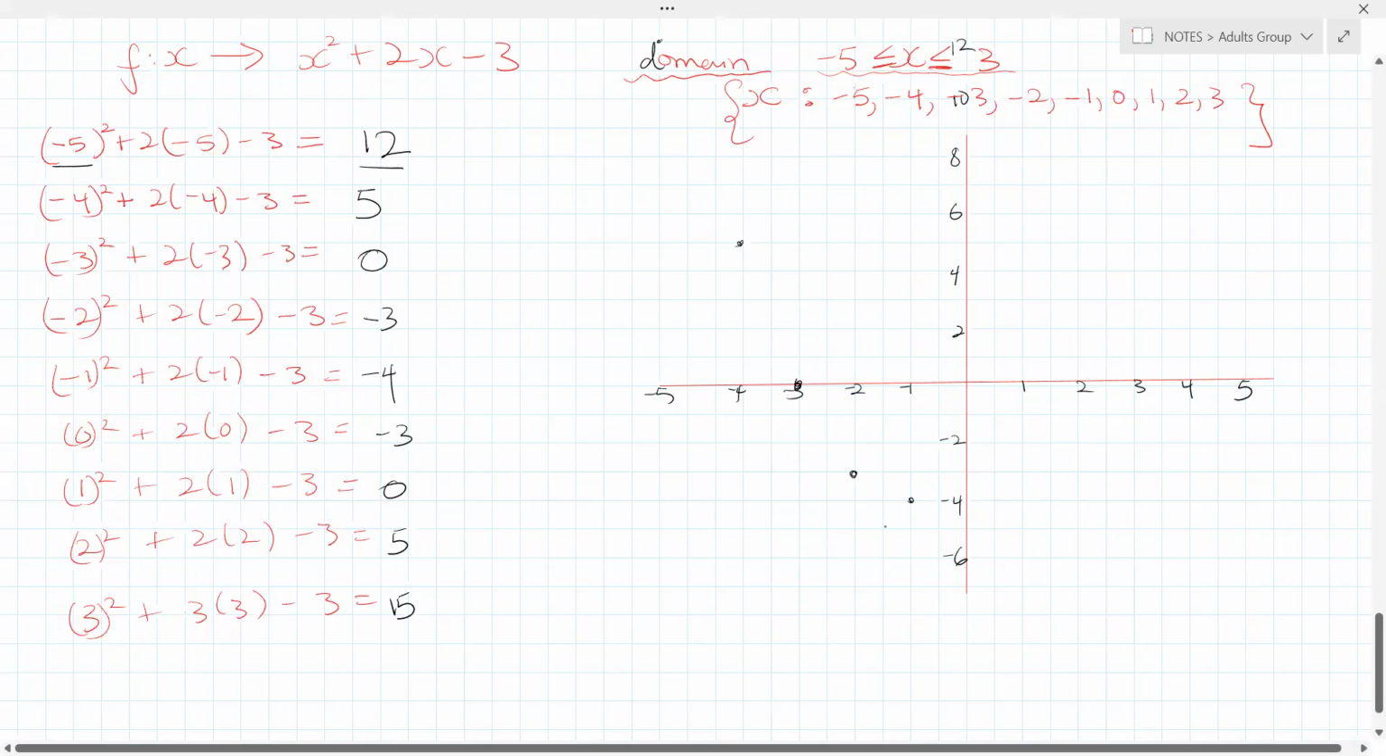How does the last one have 3? 3 squared plus 3 by 3 minus 3. And it's 9 plus 9 is 18. 18 minus 3 is 15. It's supposed to be 2 by 3. Last year. Oh, okay. So 9 plus 6 is 15. 15 minus 3 is 12. All right, thank you.